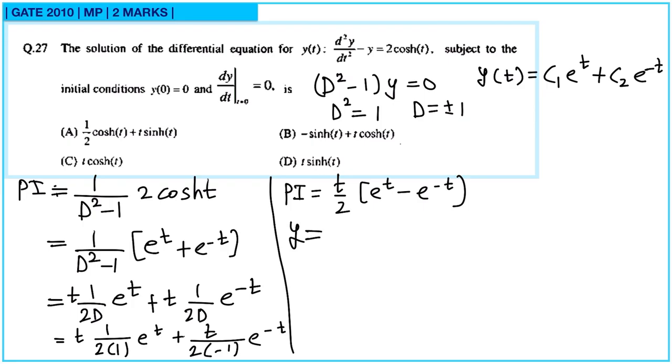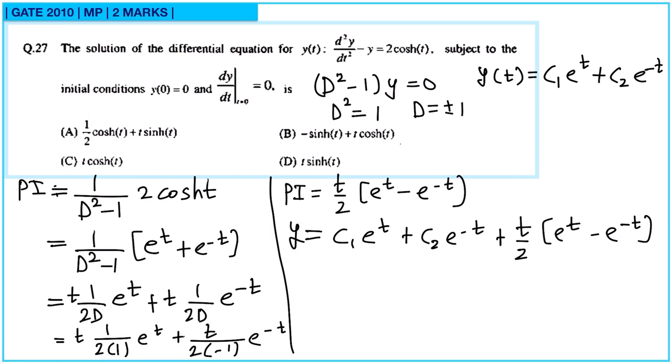Final condition: y is equal to c1 e raised to t plus c2 e raised to minus t plus t by 2 into e raised to t minus e raised to minus t. Then y of 0 is equal to 0. That means c will be equal to c1 plus c2.